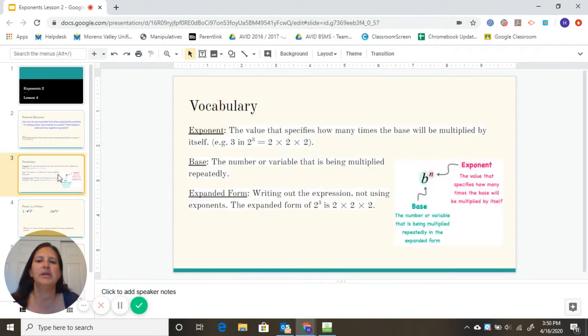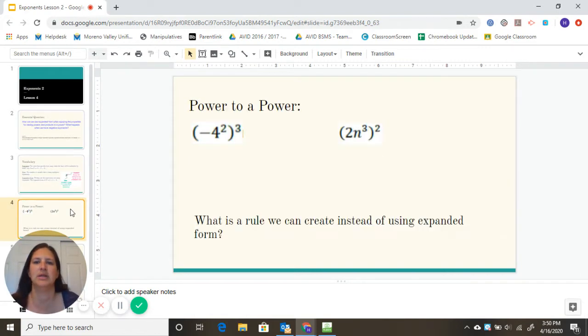So our vocabulary is the same for the first part. Remember, exponent is the small number right here, and the base is the small number or the large number or the variable right here. Remember, expanded form was when I just write out what it looks like. Instead of 2 to the third, it really means I'm multiplying 2 times itself 3 times. Okay, so let's go ahead and look at these.